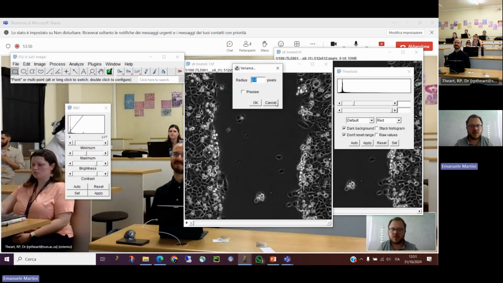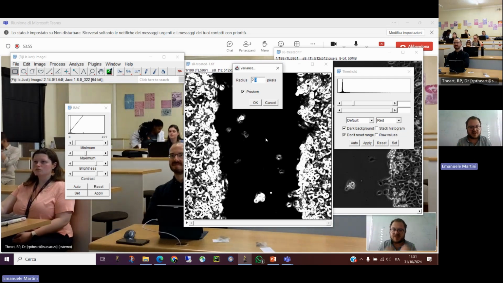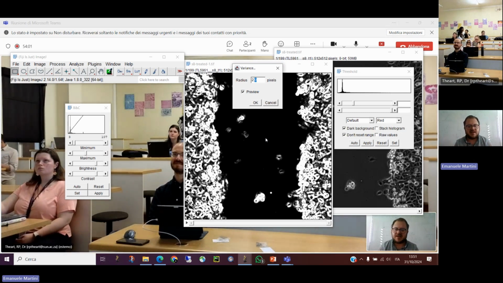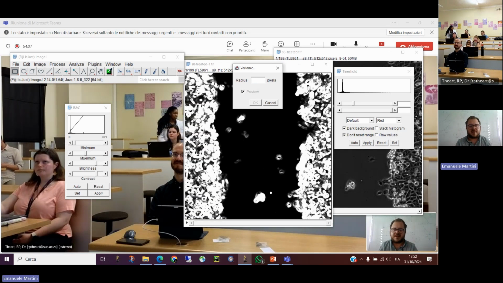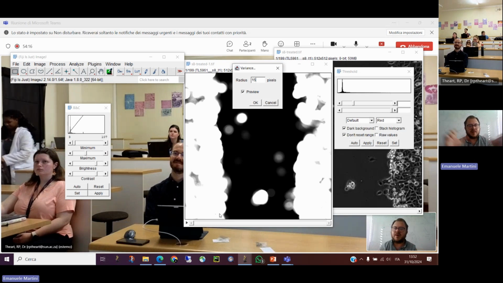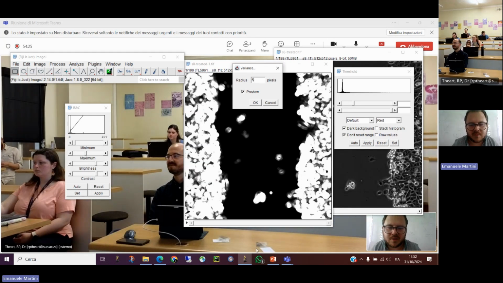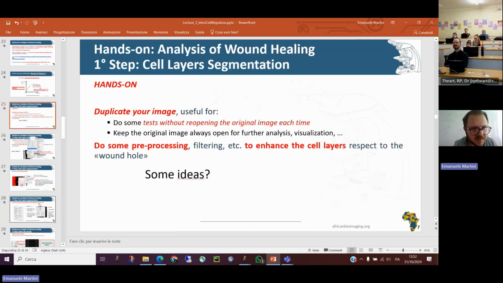Why does it work? You see the wound becomes really black because it's extremely homogeneous, so the variance is very small, and the cell layers will really be enhanced. If you put like 3 or 5, I don't remember exactly. Of course, if you exaggerate, you will obtain something extremely big, because at the boundaries you will find extreme variance, and so it will explode. But if you keep between 3 and 5, I think 3 is quite good. I don't remember which one I put in my experiment. Let's see. Yeah, I didn't put it.